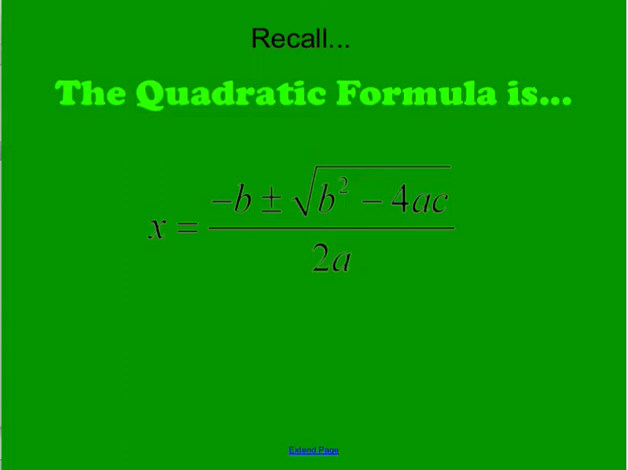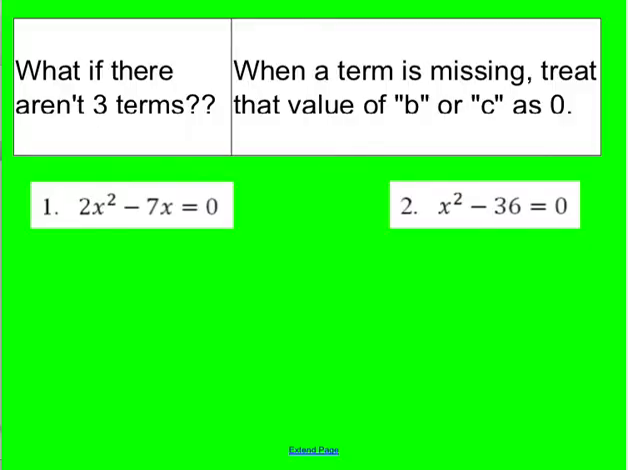So let's take a look at some different versions of the quadratic formula. What happens if there aren't three terms? If there's not three terms, then you're missing the B or the C. So those B's or C's are going to be 0. Okay? So let's start taking a look at number 1.